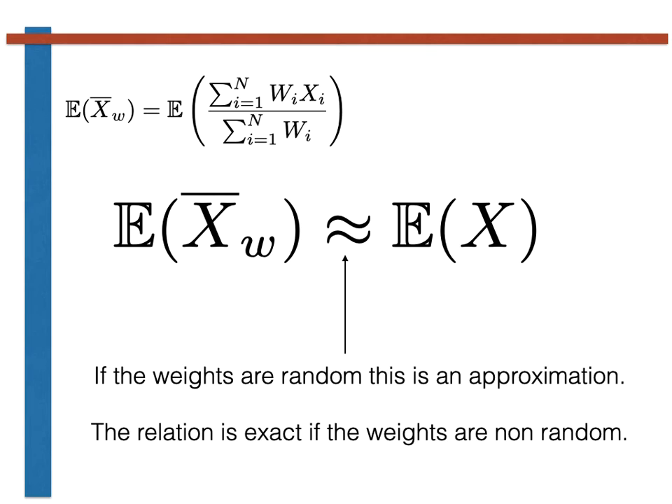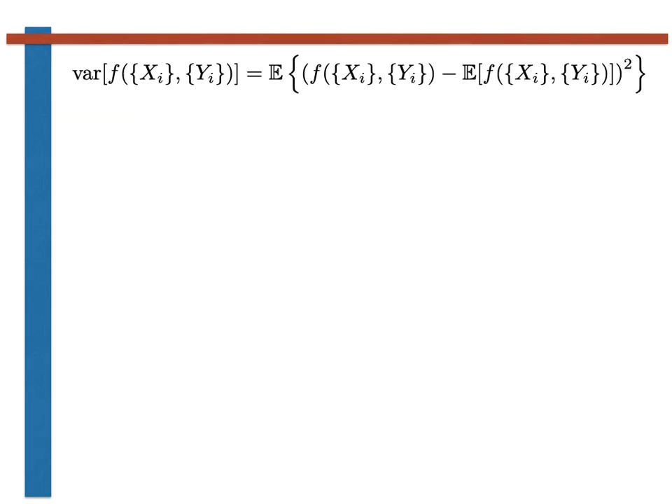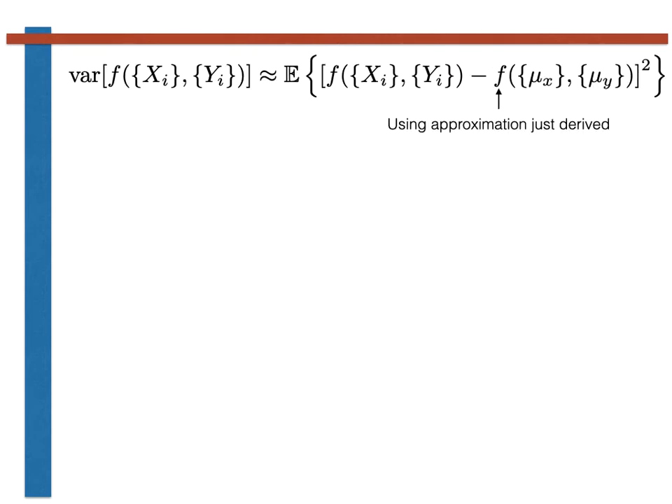Now that we've worked out the expectation of the weighted average, let's turn to the variance. Just as we did for the expectation, we will start by considering the more general problem of the variance of a function of some set of random variables, as shown at the top of this slide. To solve this problem, we will start by using the approximation that we just derived, namely that the expectation of f is approximately equal to the value of f evaluated at a point where all the random variables are equal to their respective expectations, as shown here.